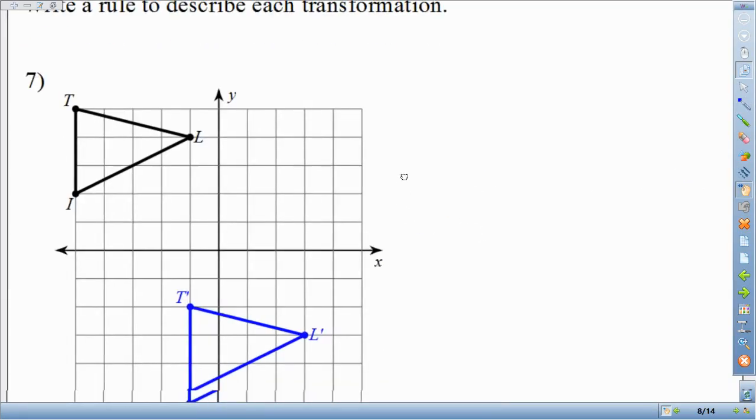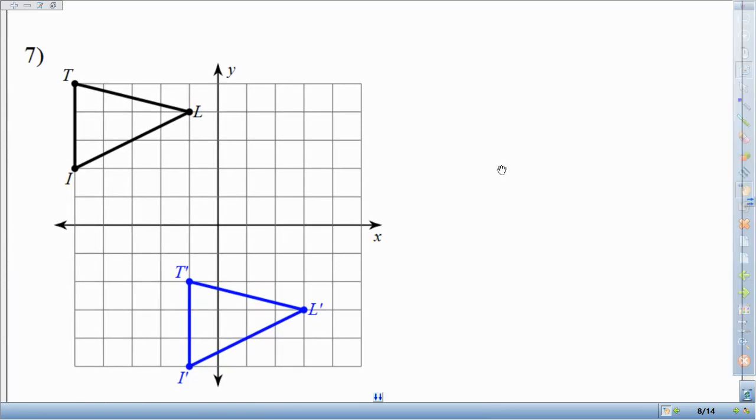We don't have to check all of the points. One point is going to tell us what's happening here. Here's the big thing, especially on your piece of paper where you don't have color-coded shapes. You always want to make sure you're going from the original shape to your image.